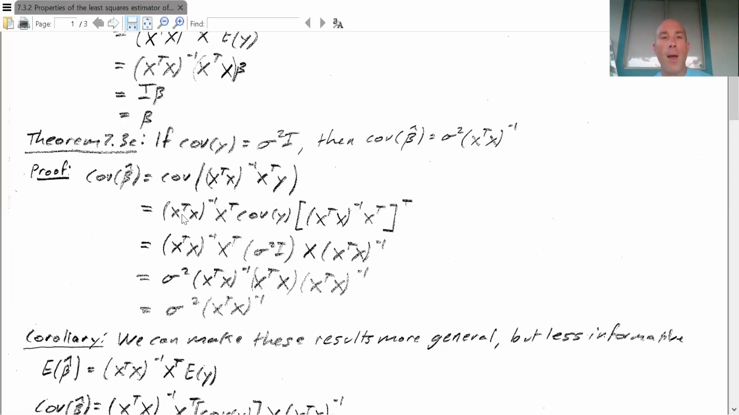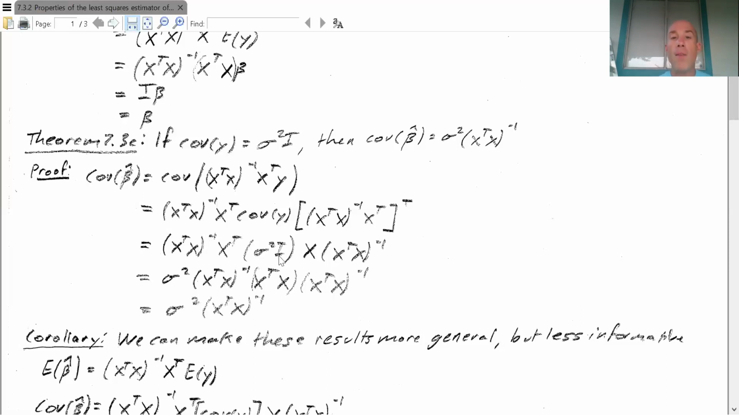So I apply that formula. I take the X, put it out front. I take all the X stuff, take the transpose, and put it over here. So now I've got the X's up here in the formula, and the X's transposed here. And in the middle, I have the covariance of Y. Well, by assumption, we know the covariance of Y is this diagonal matrix, a scalar times the identity matrix. Scalars commute in matrix multiplication, so I can pull that sigma squared out front.